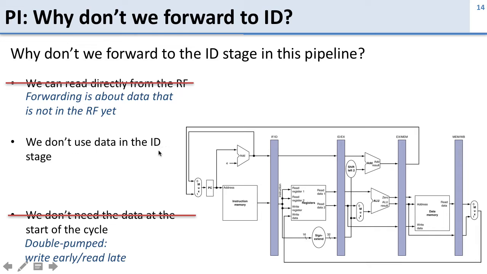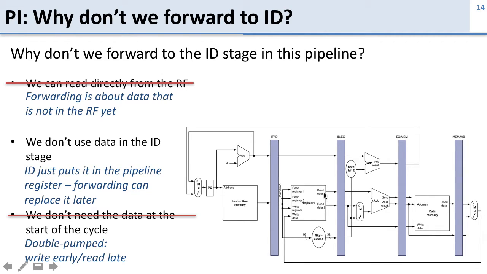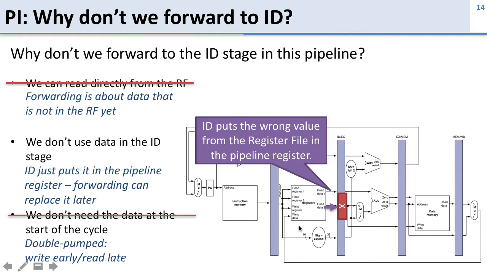What does it mean that we don't use data in the instruction decode stage? Well, in the instruction decode stage, we take the data from the register file and we put it in the pipeline. We don't do anything with it. So even if we put the wrong data in here, we can replace it later. So let's take a look at that.